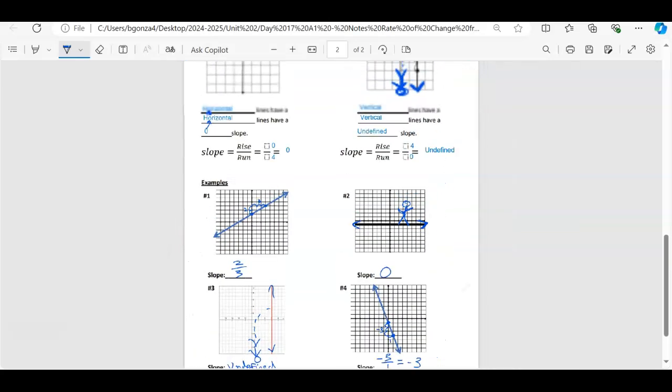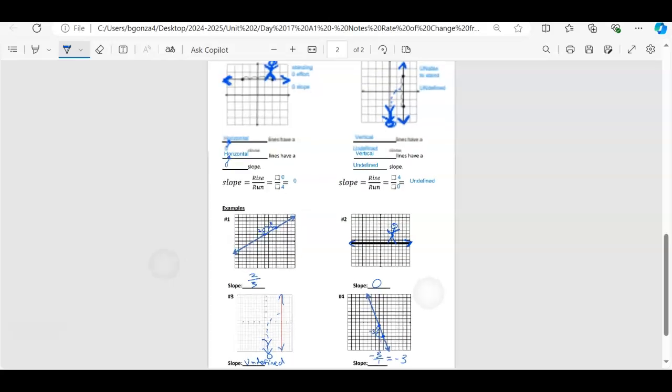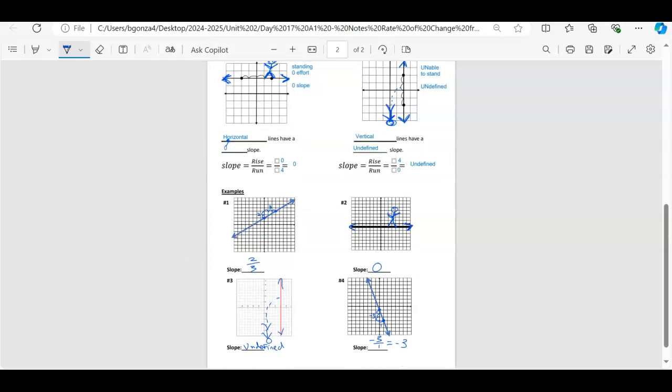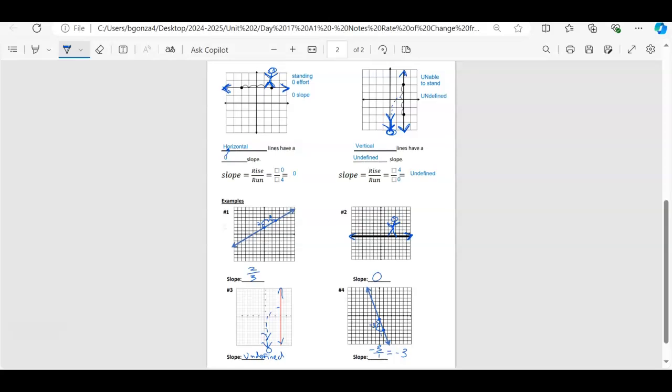So just to make sure I have everything on here. Oh, cool. I'm gonna pass out the assignment and I'm gonna let y'all work on that. It's a bunch of rise over run. Start on the left, count the rise, count the run. Make sure you're using grid points, pretty points, okay? Please.